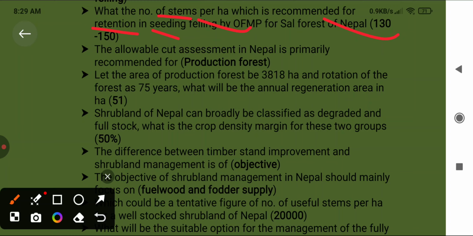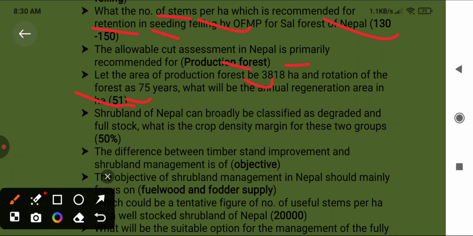The allowable cut assessment in Nepal is primarily recommended for production forest. Let the area of production forest be 3818 hectares and rotation of the forest 75 years. What will be the annual regeneration area? 51.